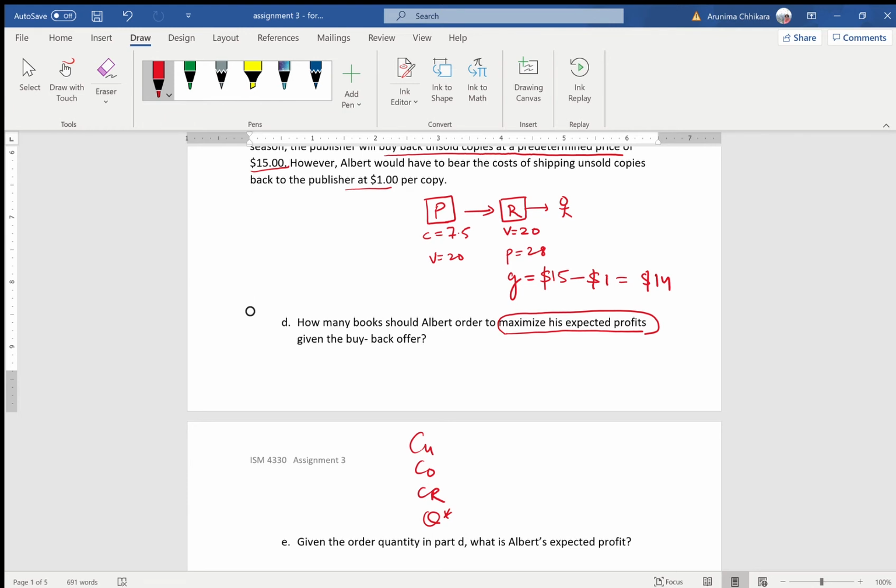for the retailer's problem. So that's what we're going to solve here. And then the demand remains the same, right? Because we do not have any updated demand information.